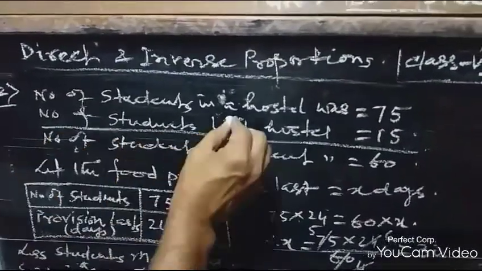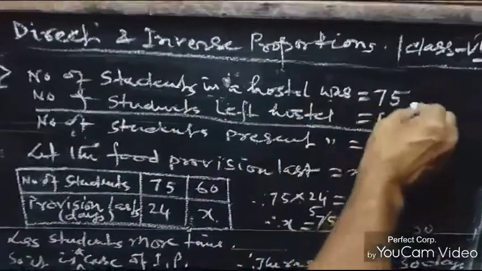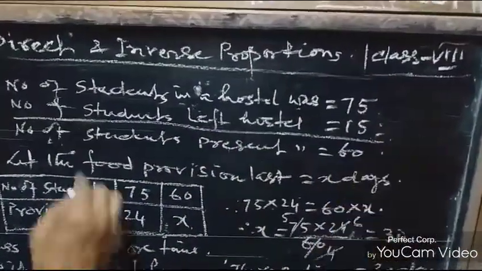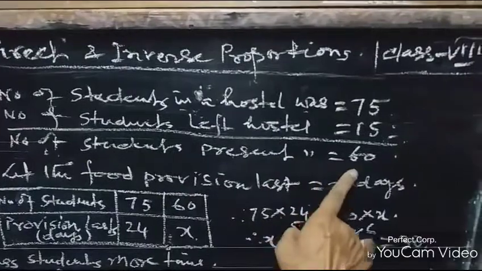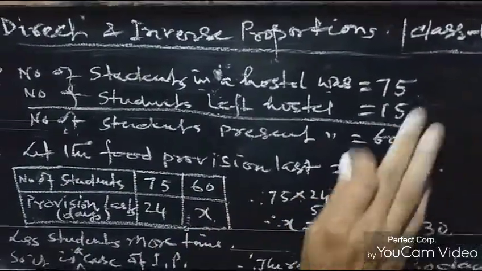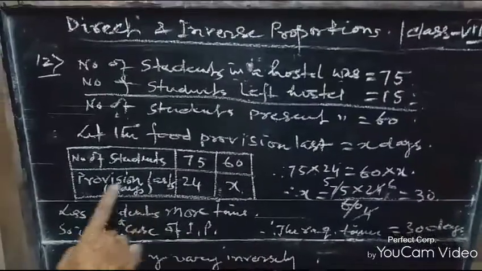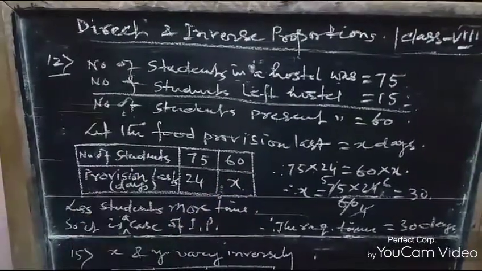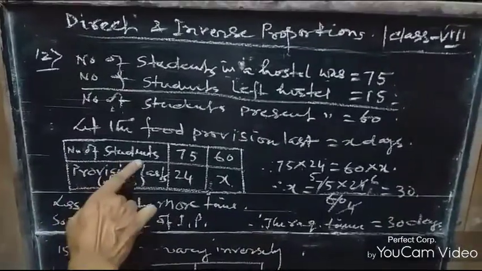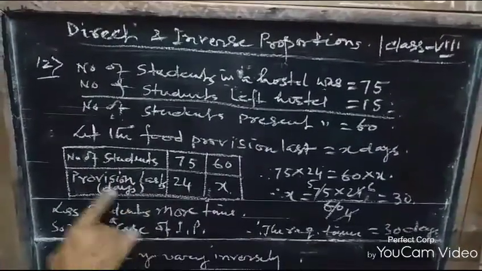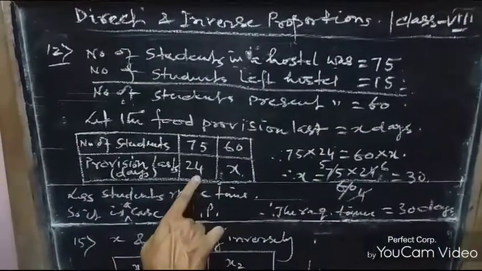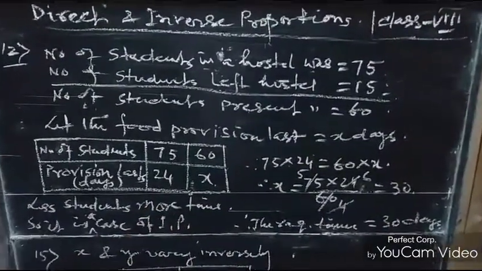The number of students in the hostel was 75. The number of students who left the hostel is 15. Now the number of students present in the hostel is 60. Then let the food provision last for x days. Now we are making the table. That is the number of students and the provision lasting in days. It is 75, 24, actually 24 days for 75 students.